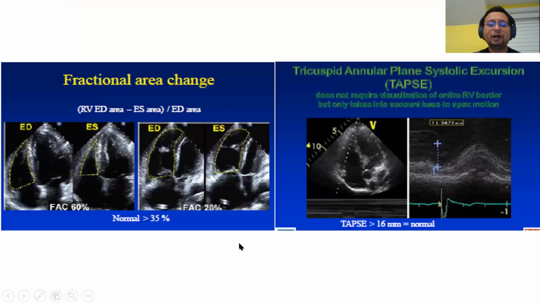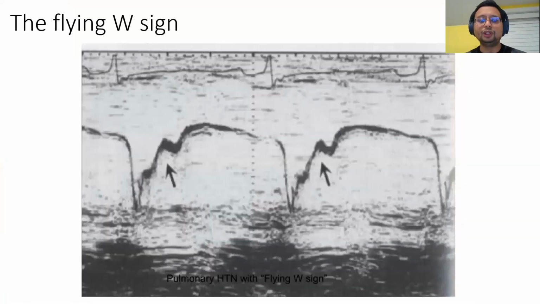This is an example of how you measure fractional area change: area in diastole minus area in systole over area in diastole times 100. 60% is normal, 20% is abnormal. This is TAPSE. Put an M mode across the tricuspid annulus here and just measure the height. Not this way, but the height. Anything that is above 1.7 centimeter is normal. Okay, 1.6 is the old guideline. The new guideline is 1.7.